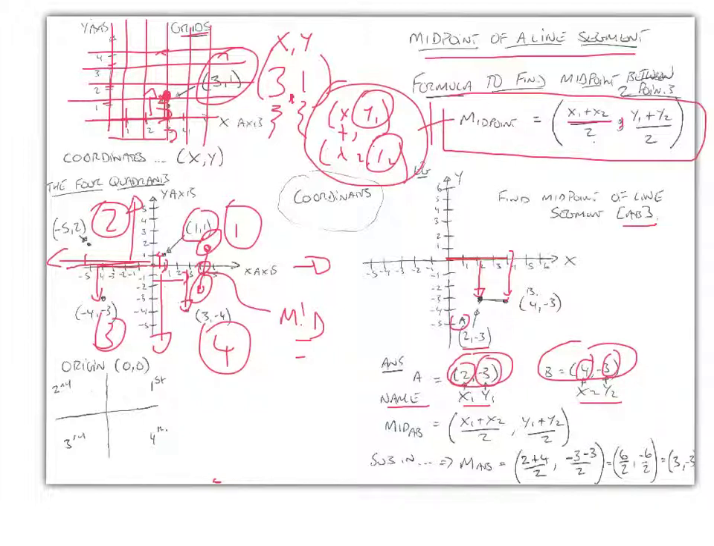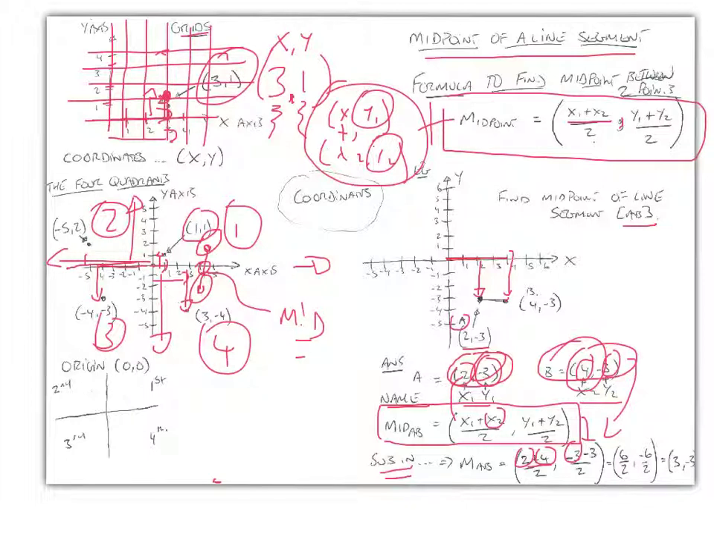We write down our formula always, and then we substitute in or put in our values to find that the midpoint of AB is x1. What is x1? It's 2. Plus x2. What is x2? It's 4. All over 2. And then the y coordinate is y1. What is y1? It's minus 3. And y2 is minus 3.